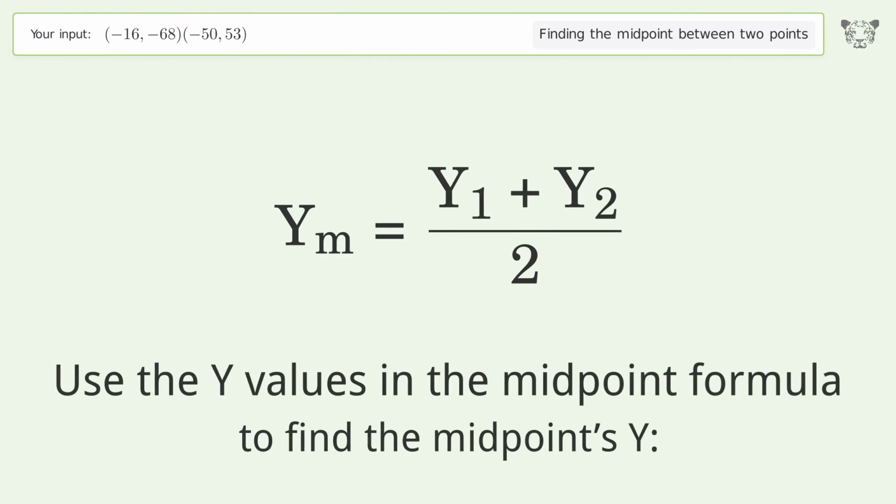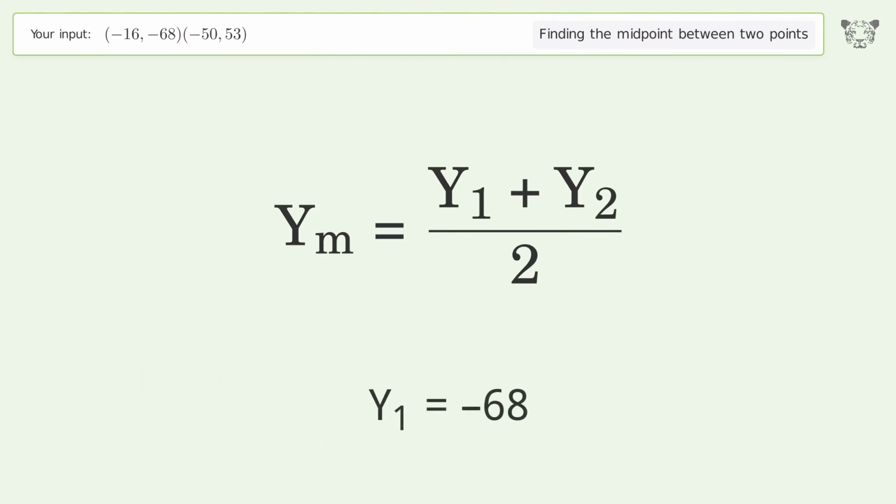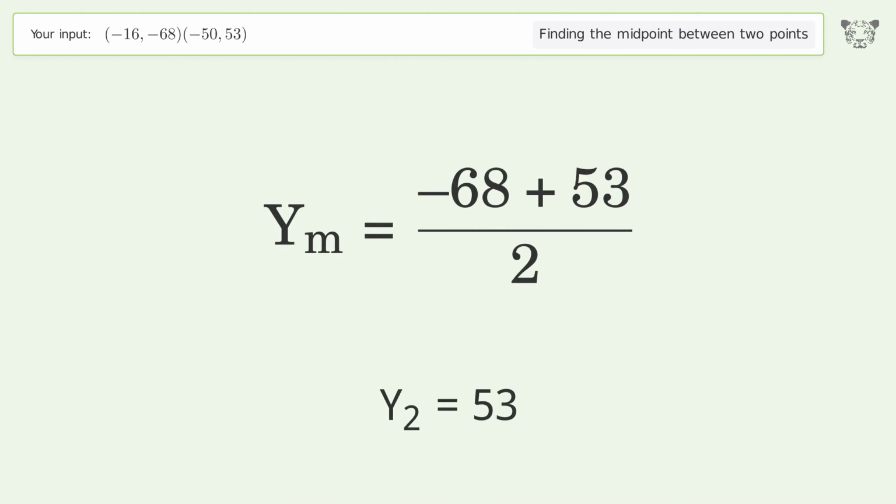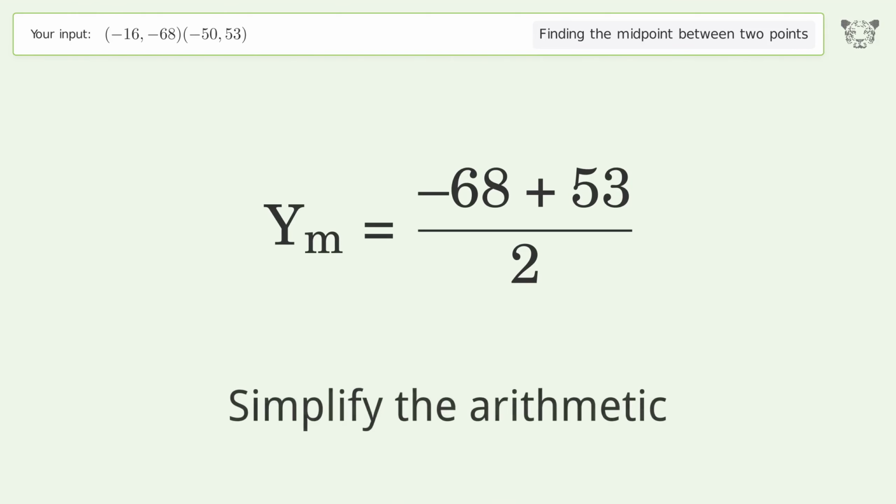Use the y values in the midpoint formula to find the midpoint's y. y1 equals -68. y2 equals 53. Simplify the arithmetic.